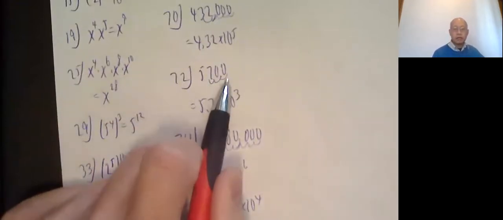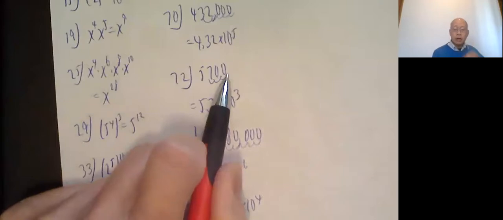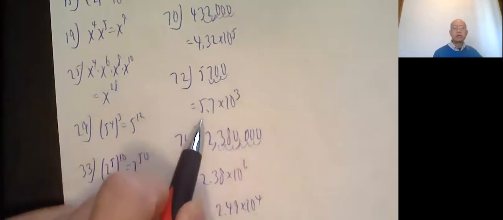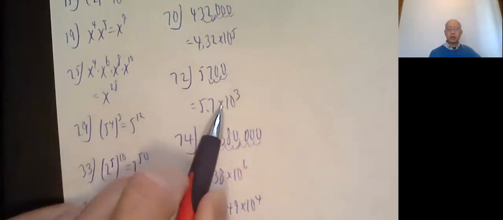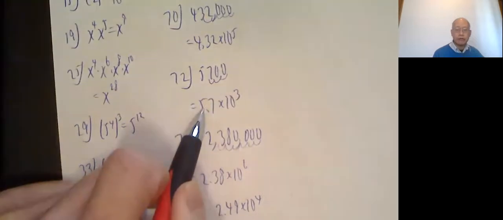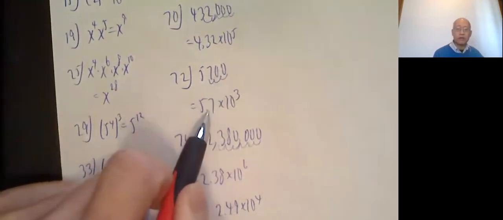5,700, the decimal is understood to be at the end. Now, where do I move the decimal so I get something between 1 and 10? Well, 5.7. That's 1, 2, 3 spaces. So 5.7 times 10 to the 3rd. Notice we normally don't put the trailing zeros, the zeros at the end. So we don't have to write 5.700. 5.7 is sufficient.